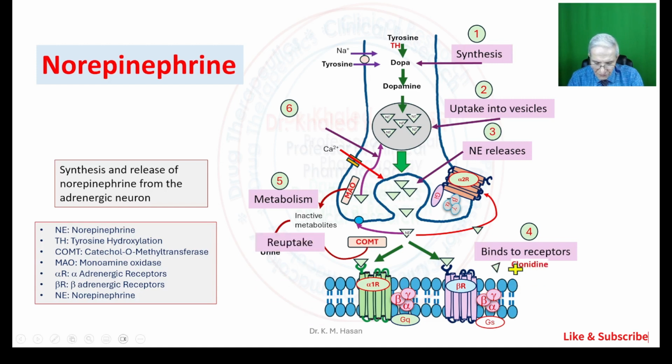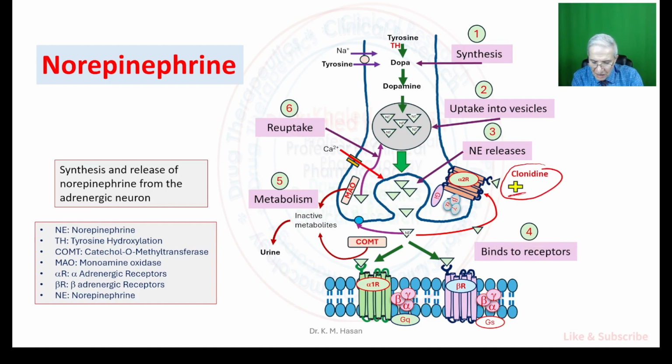As you can see here from the beginning, we have a medication called clonidine. Clonidine stimulates the alpha-2 receptor. You can see the alpha-2 receptor here. This medication is used for treatment of blood pressure in patients suffering from hypertension. This is the first medication, clonidine, with the brand name Catapres.